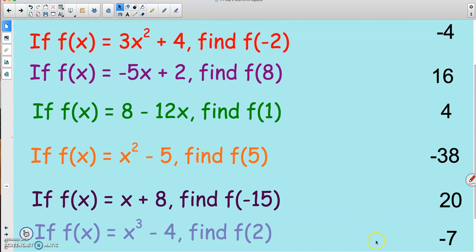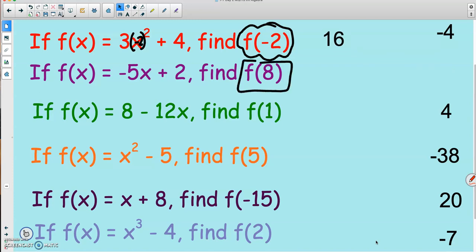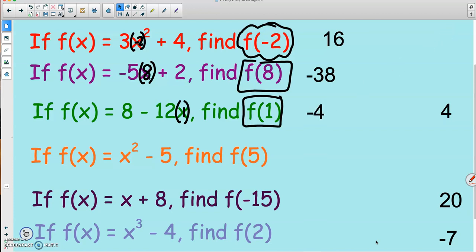There we go. Okay, so the first one, if I plug in negative 2, f of negative 2, so I'm turning this into a negative 2, negative 2 squared is 4, times 3 is 12, then plus 4, I get 16. Next, I have to plug in 8, so turn this into an 8. Negative 5 times 8 is negative 40, plus 2, negative 38. Next one, plug in 1 for x. 12 times 1 is 12. 8 minus 12, negative 4.